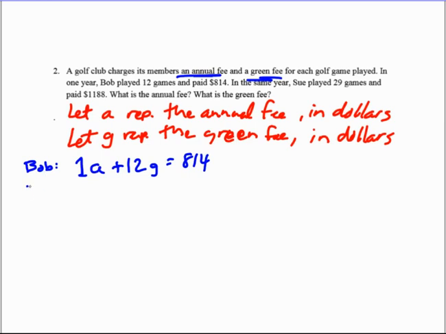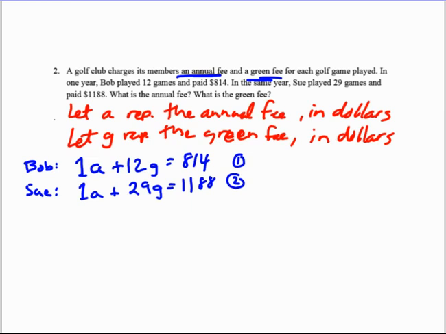Okay. And Sue, she still only has to pay her annual fee once, and she went 29 times to golf and paid 29 green fees for a total of 1188. Very good. So we have equation 1 now, equation 2.